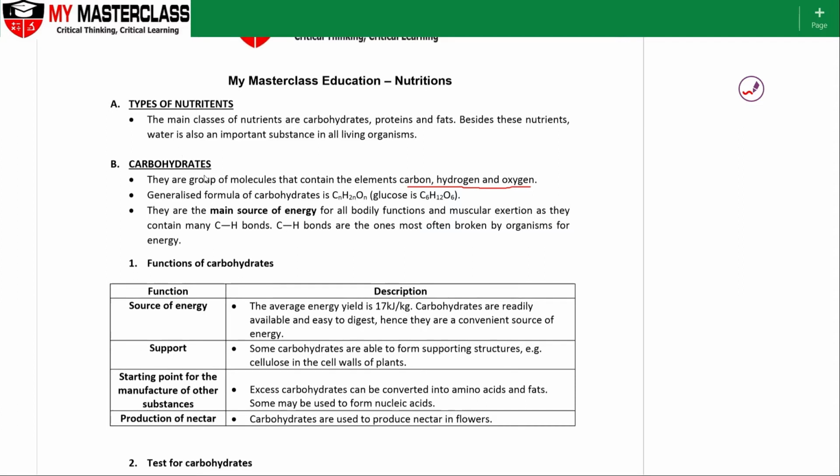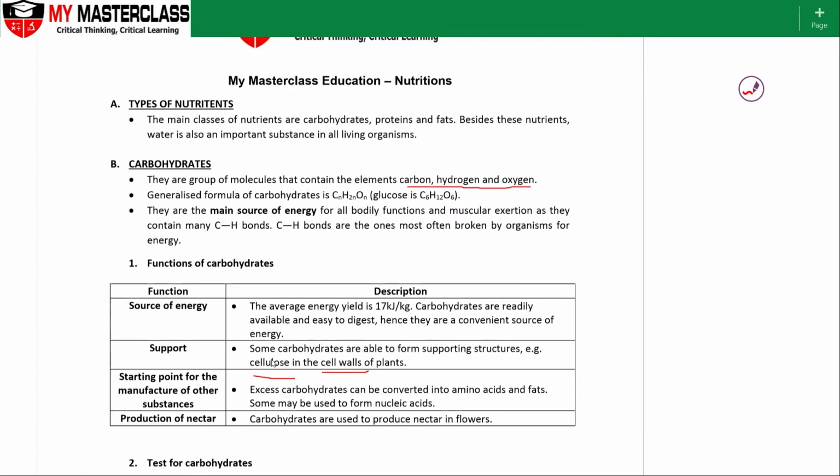Okay, so carbohydrates are the main source of energy that is needed by the human body. So the functions of this: main source of energy here. It is also used as a supporting structure, for example, in cell walls of plants where it exists as cellulose itself. So cellulose is also a main type of carbohydrate, a complex carbohydrate, otherwise known as a polysaccharide.